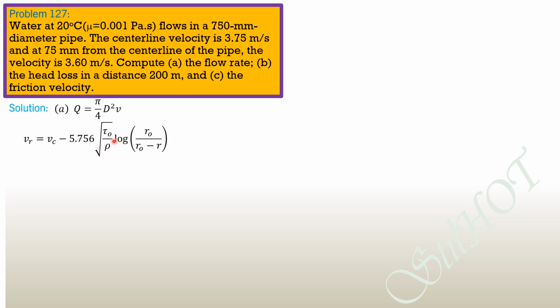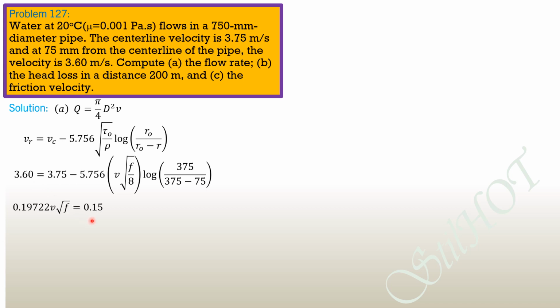So replacing that by v square root of f over 8, v sub r is 3.6 equals 3.75 minus 5.756 v square root of f over 8 log of 375 over 375 minus 75. Simplifying this term, transpose to the left, then 3.75 minus 3.6 is 0.15. So 0.1972 v square root of f equals 0.15. So v square root of f is equal to 0.76057.